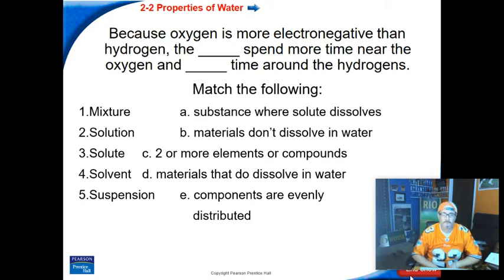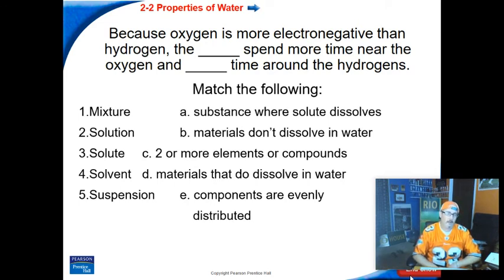Solute. Can't be A, because that's talking about substance where a solute dissolves. It's D, materials that do dissolve in water. Salt would be a solute. Sugar would be a solute, assuming you're not adding too much.